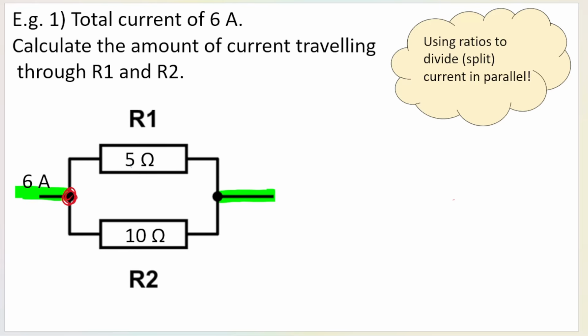I'm going to show you an easy way to do this, even if it is a little bit confusing. Doing this method will always work. So how we split current is as follows. We've got R1, R2.